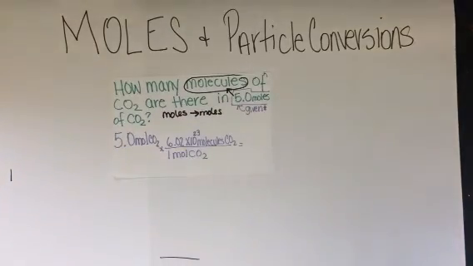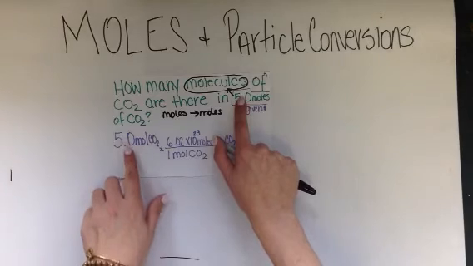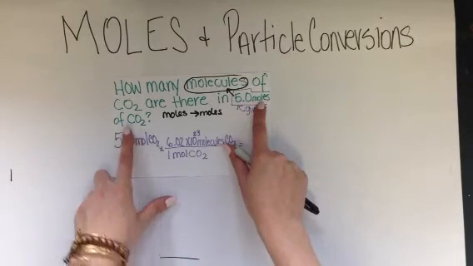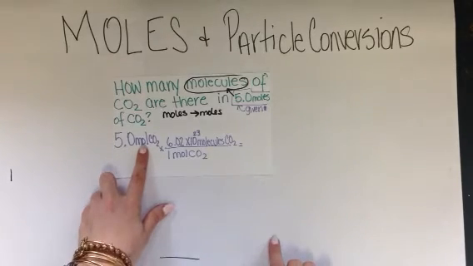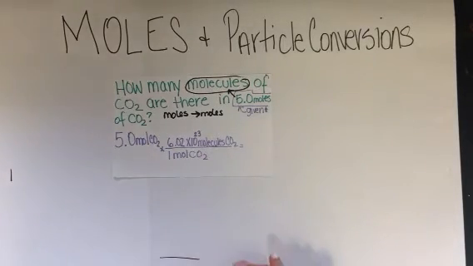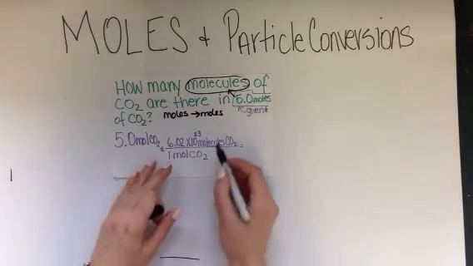So let's begin. We start with our given. You always write your given here first. Don't forget to label it. Moles of CO2. Now be careful. MOL is the abbreviation for mole. It is not the abbreviation for molecules. There is no abbreviation for molecules. Be careful. Okay? Now I'm going to put in my conversion factor.